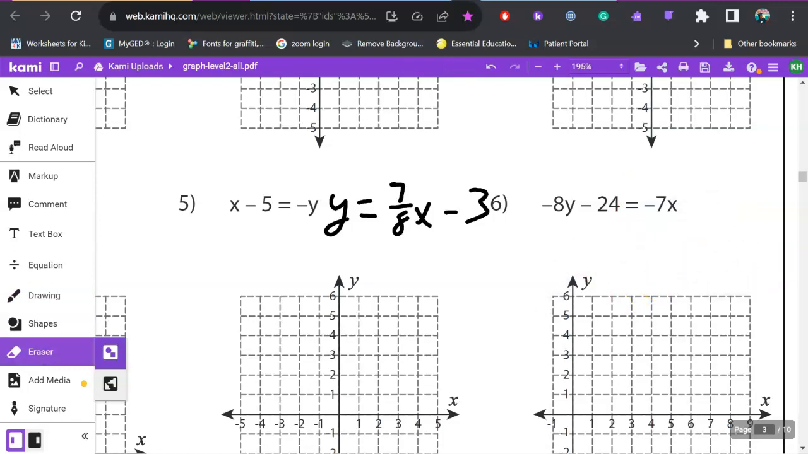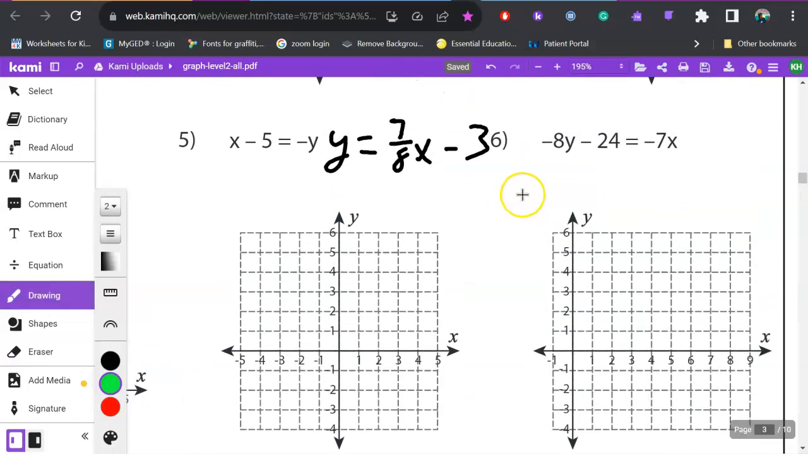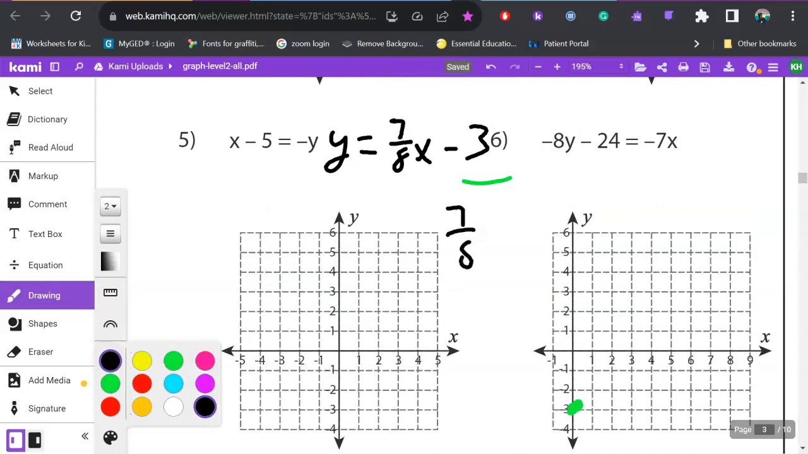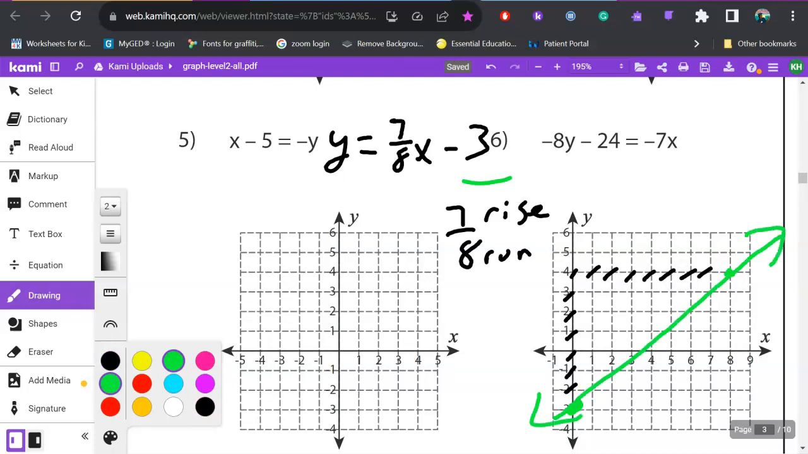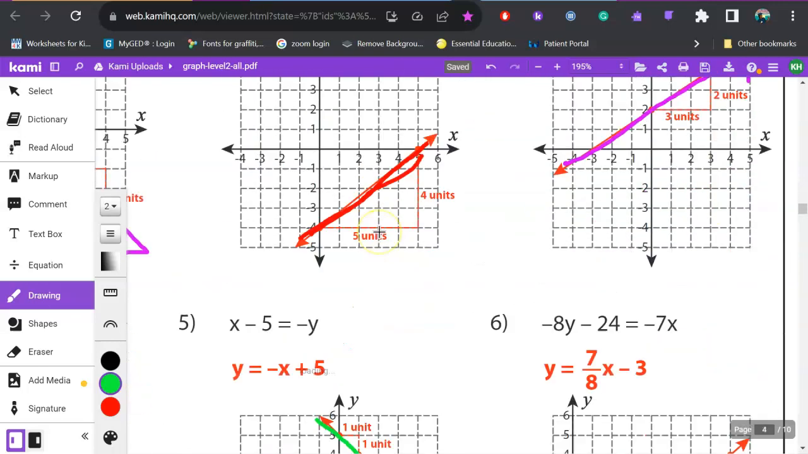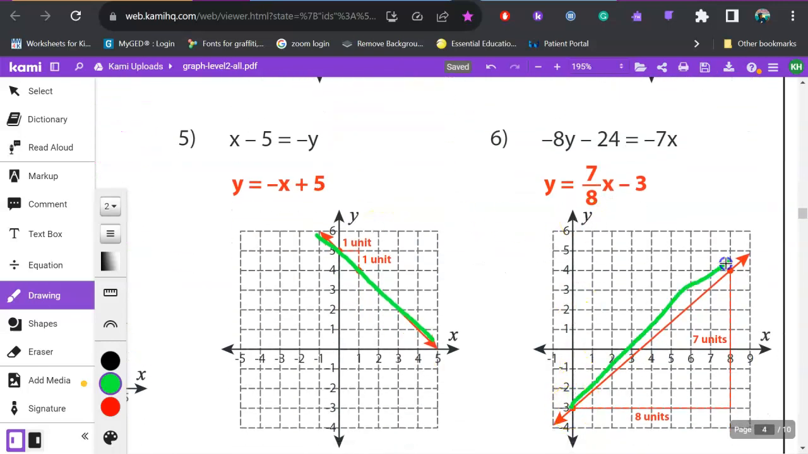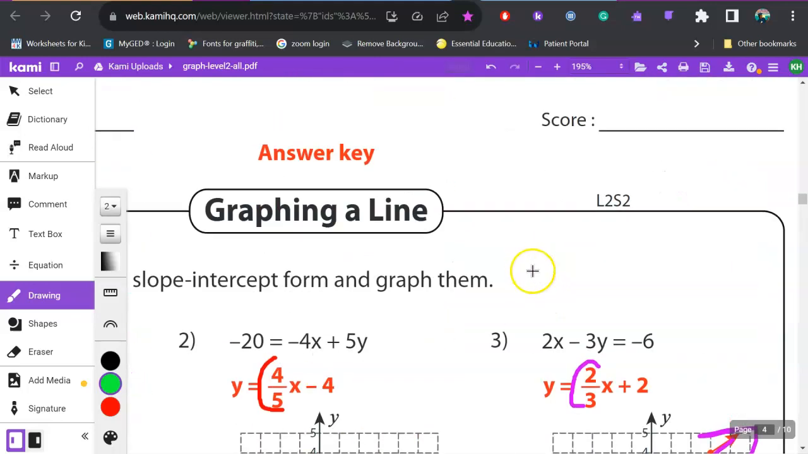I'm going to start at the y-intercept, my b number, and my b number I can see is a negative 3. So I'm going to start down here, -3, and my slope is 7 over 8. My rise and my run. All right, that's a positive 7, so I'm going to rise 7, 1, 2, 3, 4, 5, 6, 7, and run 8, 1, 2, 3, 4, 5, 6, 7, 8. Making my line like this. That's a positive line, which is good because I have a positive slope, as we can see right here. Positive line, positive slope. 3 more left to go.